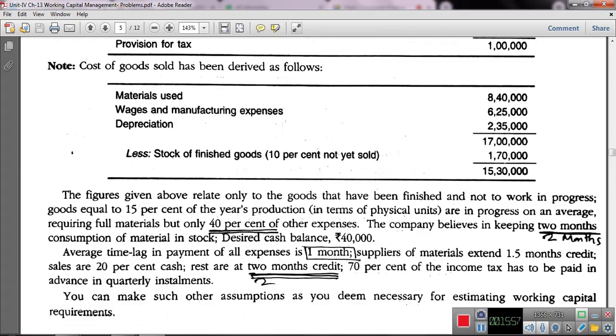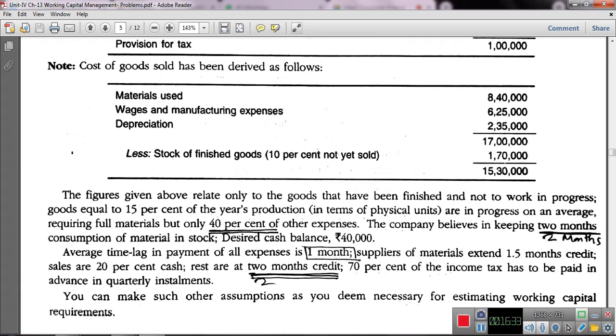Requiring full materials, if the cost of material is 8,40,000, then 15% of 8,40,000 is work in progress. In that, it requires full materials but only 40% of other expenses. So this 15% of 8,40,000 is work in process, which requires full material, meaning raw materials required will be 100%, and only 40% of other expenses, that is wages and manufacturing expenses, will be required.